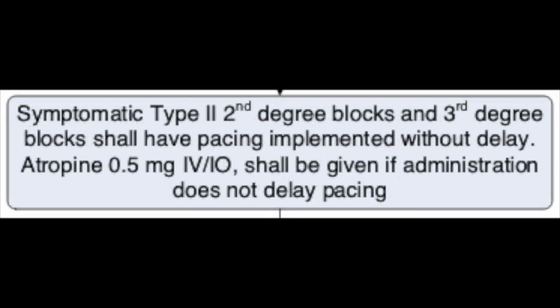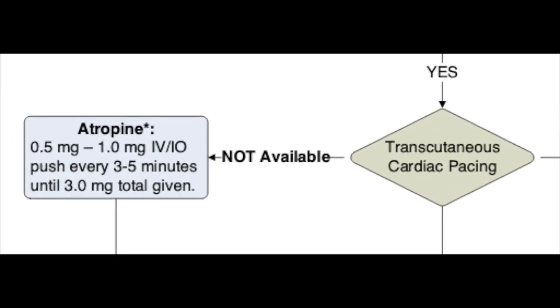If they are symptomatic and they have a type 2 second degree block or a third degree block, I want you to begin pacing without delay. Don't reach for the atropine. Don't wait for things to get started. Start pacing them. If you're going to give atropine, you can give atropine 0.5 milligrams IV or IO.